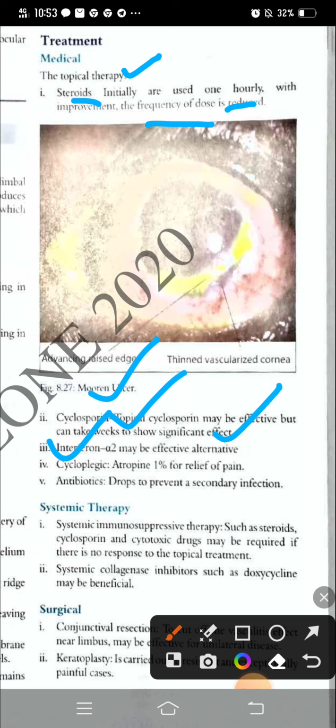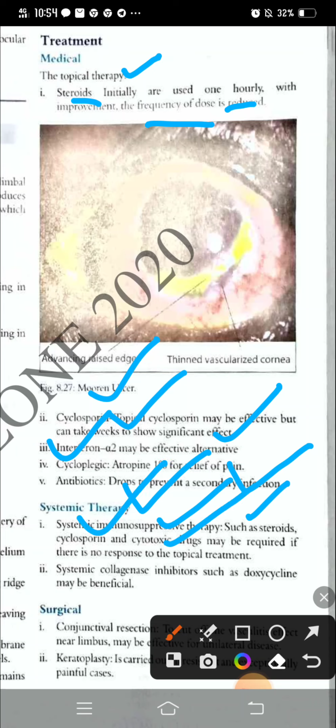Why pain occurs and why atropine is used for the relief of the pain, I have explained in my previous video on bacterial corneal ulcer. I will not explain it here because it is a long discussion. Then come antibiotics. Antibiotics must be given to prevent any secondary infection. Then there is systemic therapy, in which systemic immunosuppressive drugs like systemic steroids, cyclosporine, and other cytotoxic drugs are given.